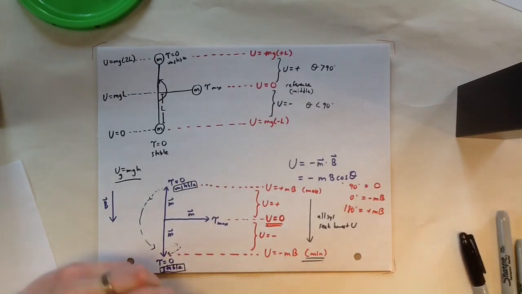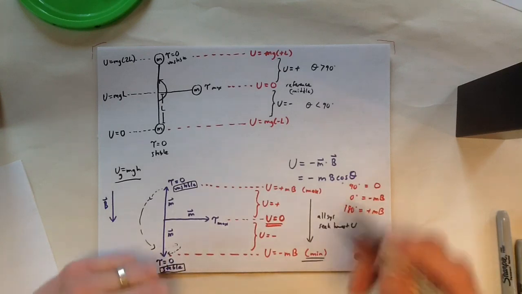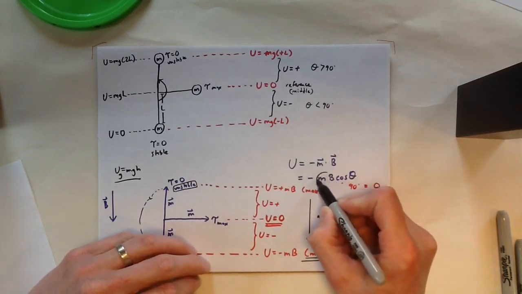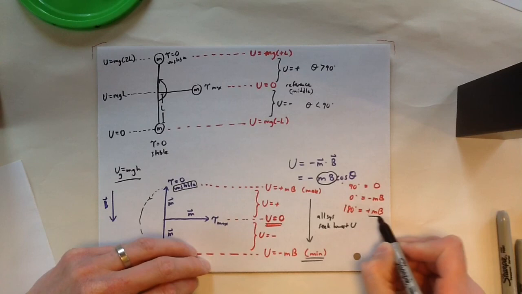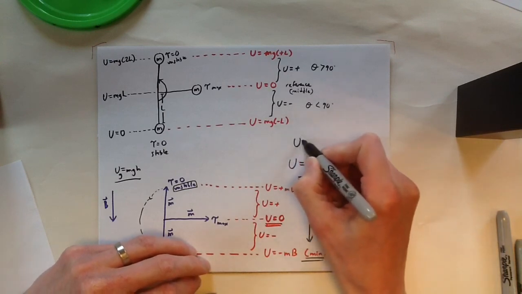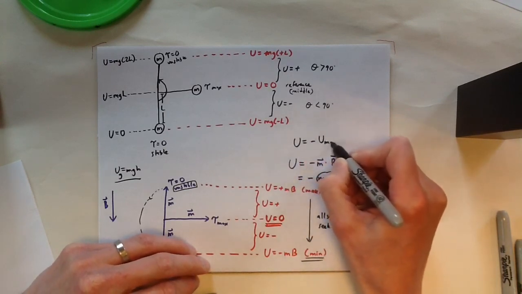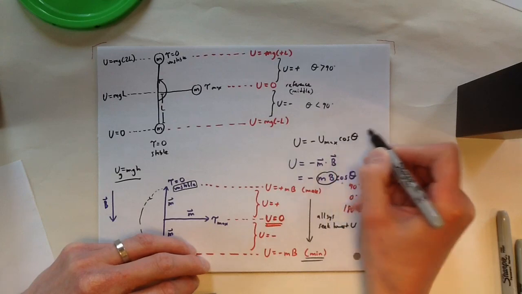You can kind of think of this formula right here. This quantity right here, of course, is that maximum potential energy. So another way to think of this formula is like this, okay?